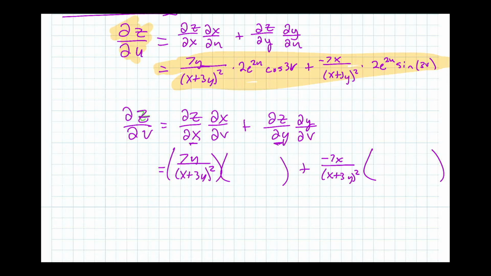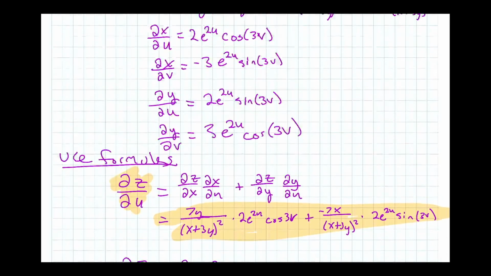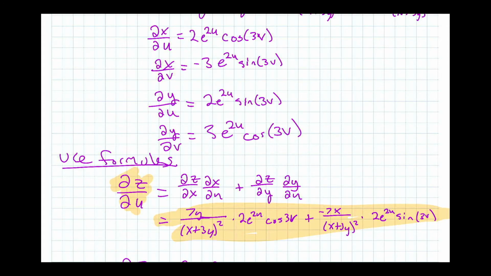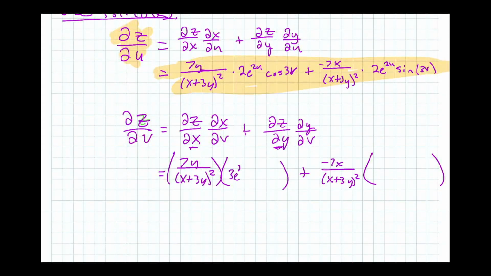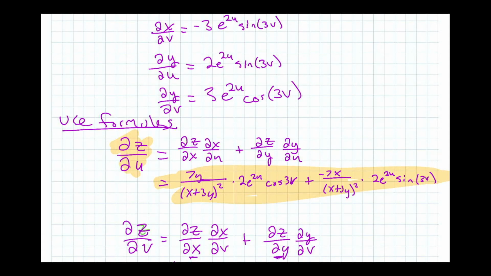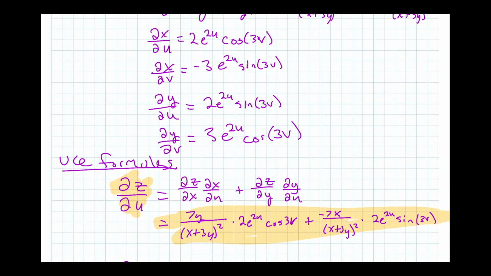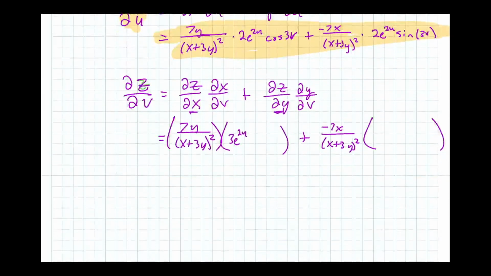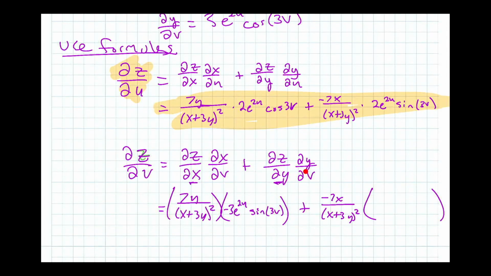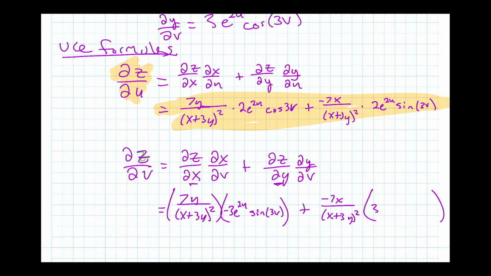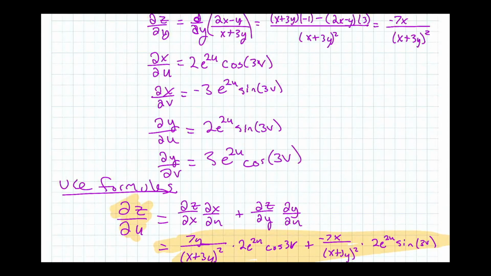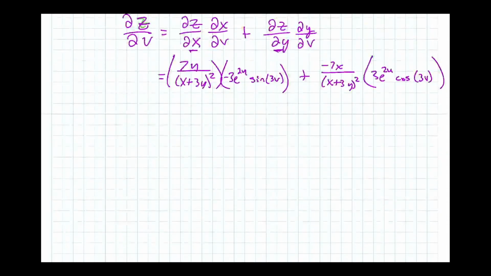And then we need the other thing. So what do we need? We need dx dv somewhere. Here it is. Dx dv is here: negative 3e to the 2u sine 3v. Negative. Okay. And then we also need the dy dv, which is right here. So that is 3e to the 2u cosine 3v. Okay.